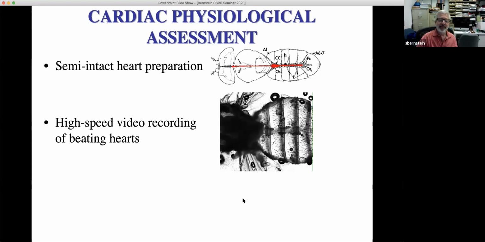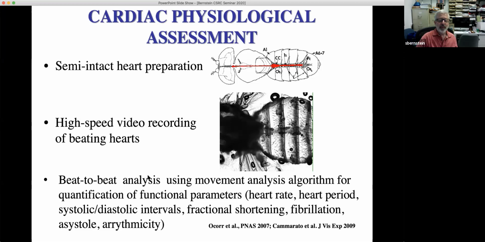And then you take a single pixel slice through the heart over time, over a few seconds, and you splay that out as a chymogram. And from that, you can determine all these functional parameters: heart rate, heart period, systolic and diastolic intervals when it's open and closed, fractional shortening, the percent of shortening, whether there's fibrillation, arrhythmicity, and so forth.